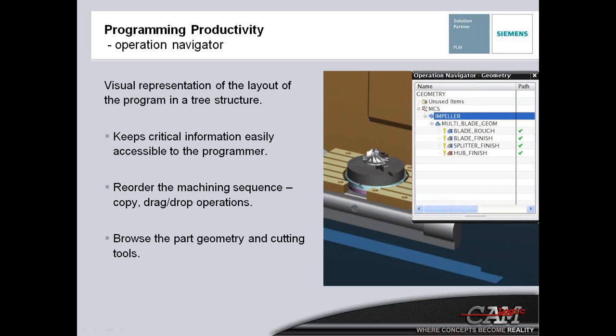The visual representation of the layout of the program is in a tree structure inside of NX-CAM, which we see in the image here. We have the impeller and the multi-blade, a nice tree structure. The operation navigator itself keeps critical information accessible and facilitates reuse, so all your common cut, copy, paste commands can be done inside of it for parts that contain a lot of the same features. A rich information environment displays the operation sequences and dependencies while tracking tool usage and facilitating associative part data.